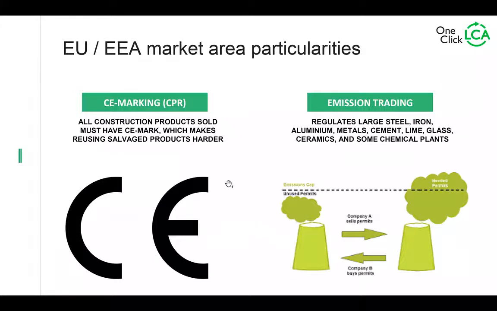Then if you happen to work in the European Union or European Economic Area, we have two particular regulations, well, many more, but two particular regulations I will just call your attention to so you're at least aware. The first is CE marking, coming from the Construction Products Regulation, which is a mandatory regulation for every construction product in the European Union area. All construction products sold and installed in projects in the EU must have a CE mark, and salvaged products are not exempted from this, right?